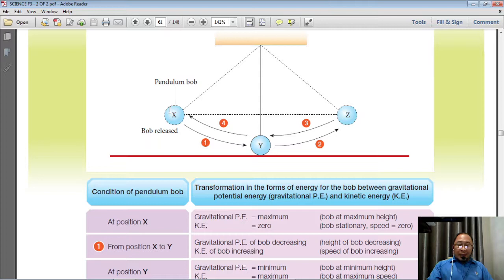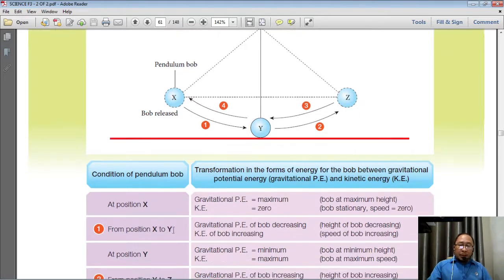Now when we release this pendulum bob, it will move from here. This arrow shows the movement to Y, and then it will move to Z. Okay, so this is the movement. Based on this movement, from position X to Y, what happened to the energy? Gravitational potential energy of the bob decreases, and then the kinetic energy of the bob will increase.